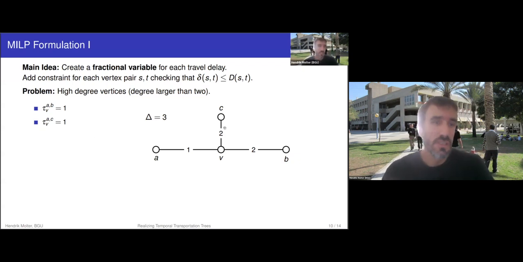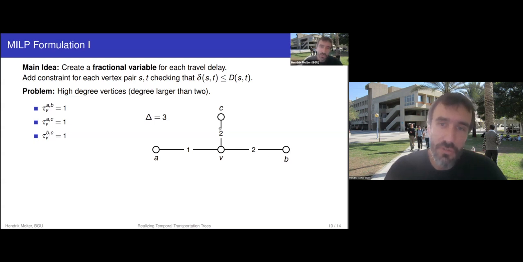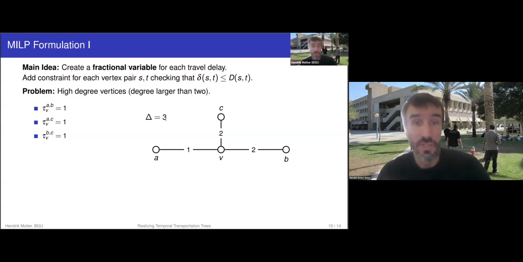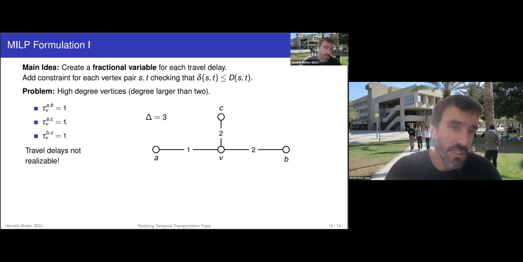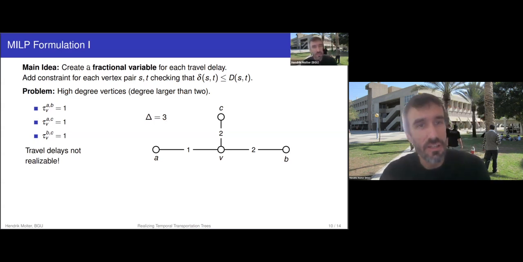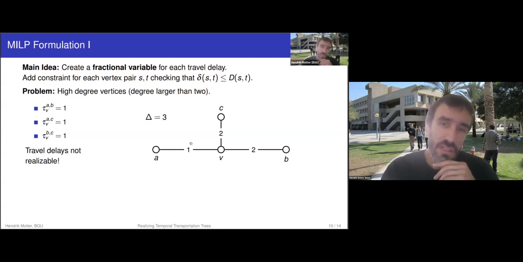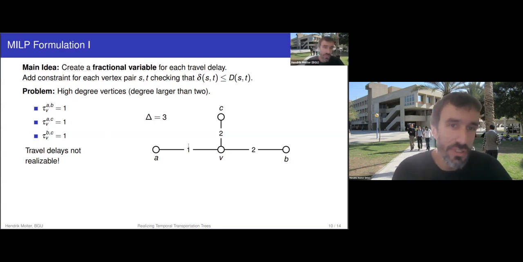And now you can already see that if now I want the travel delay from B to C to be 1, then this doesn't work, because here the travel delay is actually 3. So this set of travel delays is not realizable. So if I just have these variables and these constraints, I have to make sure that the travel delays are actually also realizable. And if the vertices have degree 2, this is not a problem. But if they have degree larger than 2, I have to somehow enforce this with additional constraints.